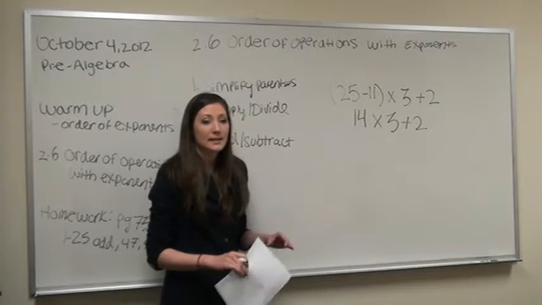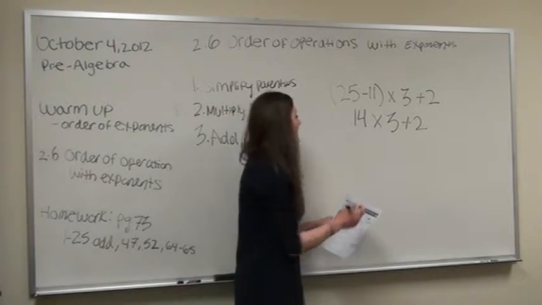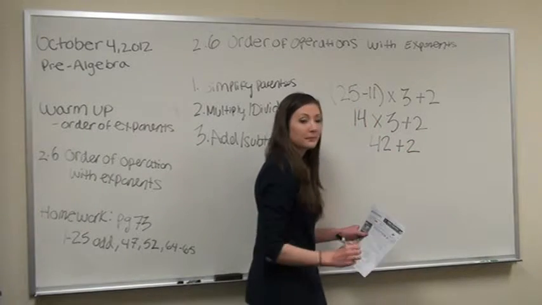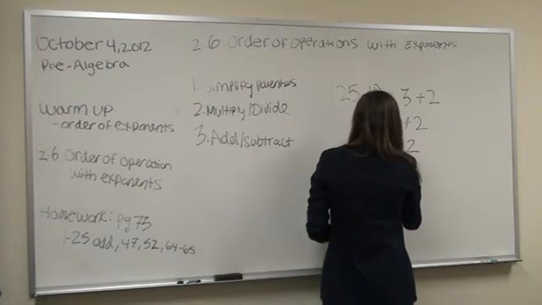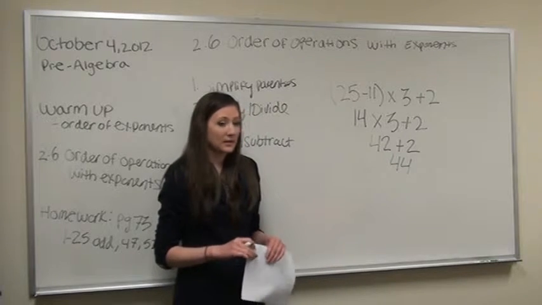So what will we do next? Eric? 14 times 3. Which is? 42. Good. And then what's the final step? Add 2. Okay, and that gives us? 44. Good. So is everybody okay with order of operations? We all understand the steps?